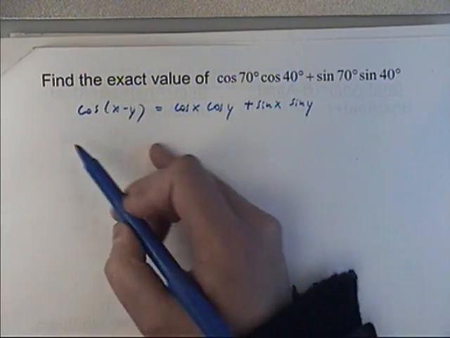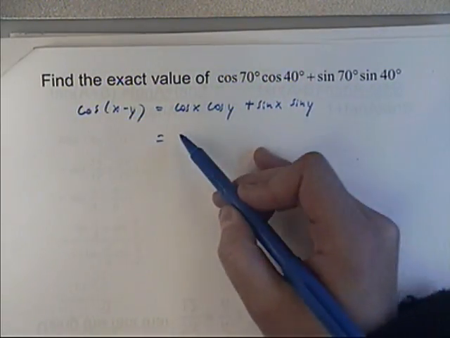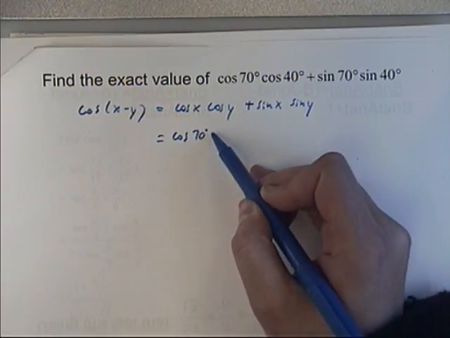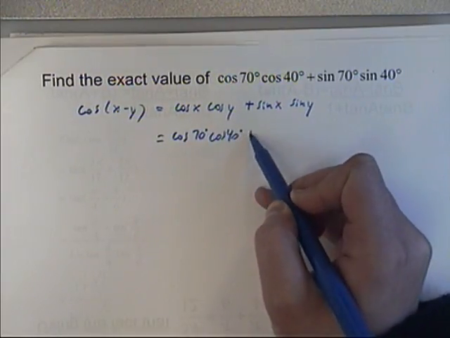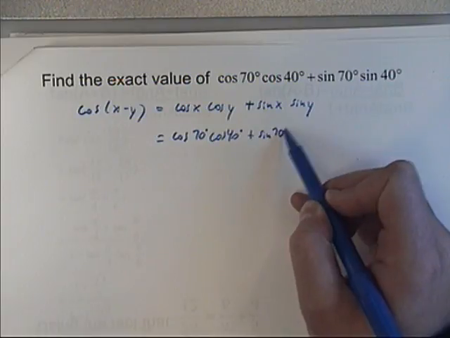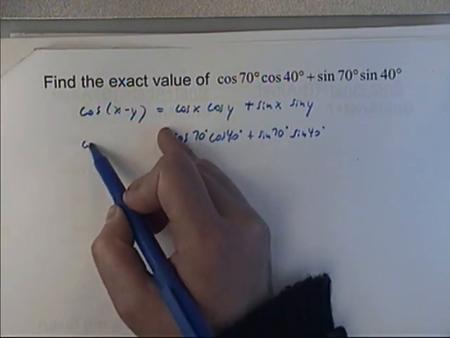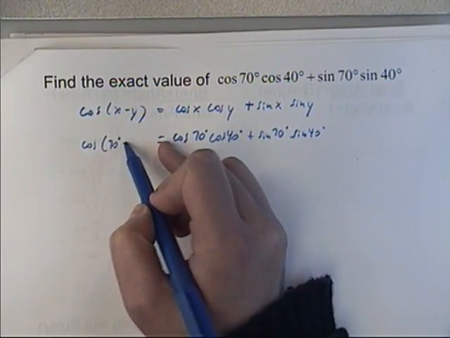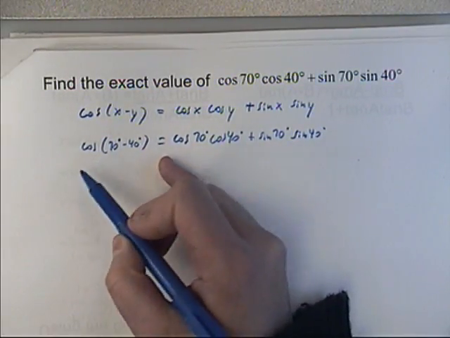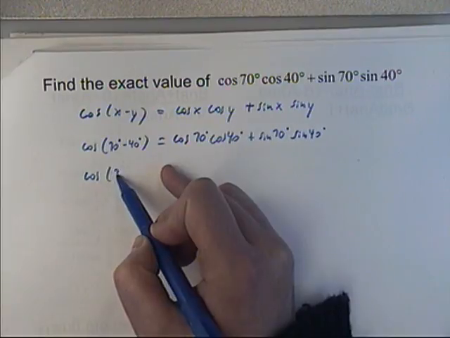looks like that. So that must mean if on the right hand side we have this, which is cosine of 70, cosine of 40, plus sine of 70, sine of 40, that must mean over here this is cosine of 70 degrees minus 40 degrees, which is the cosine of 30 degrees.